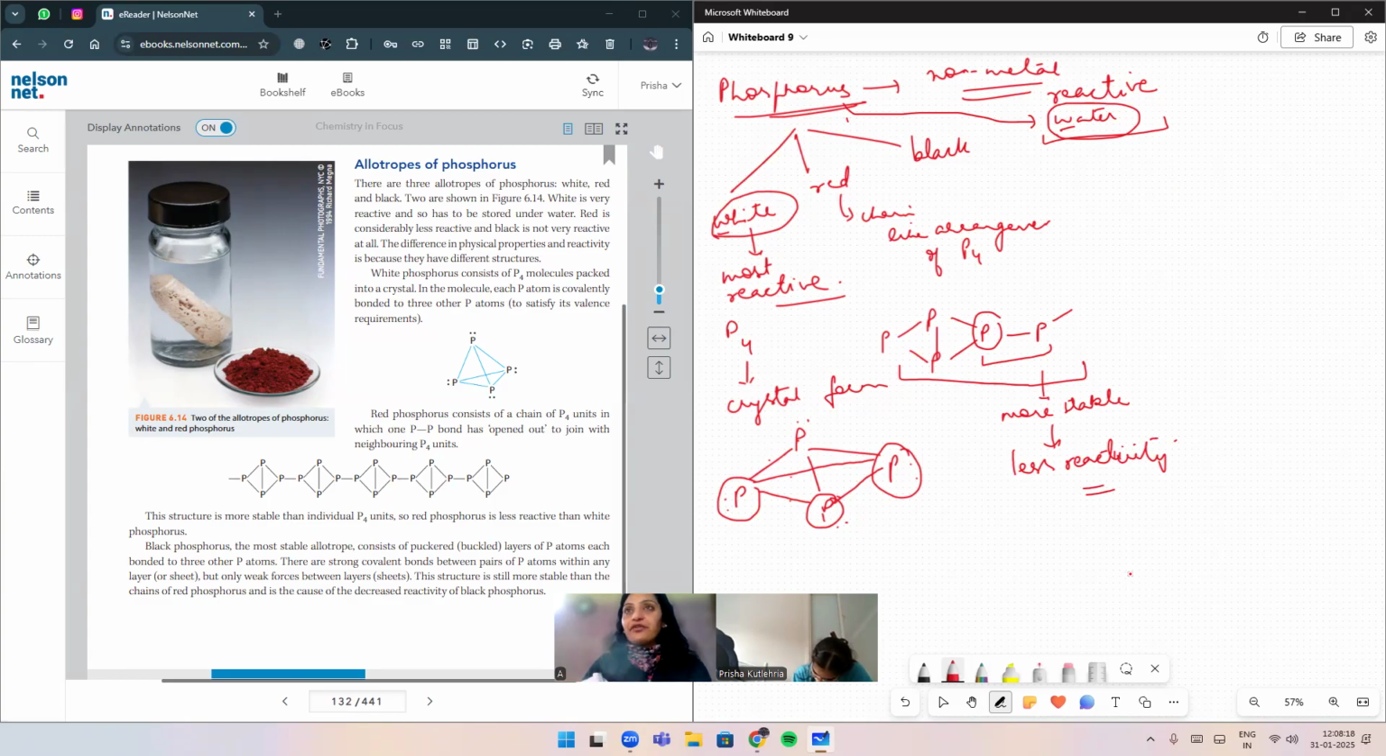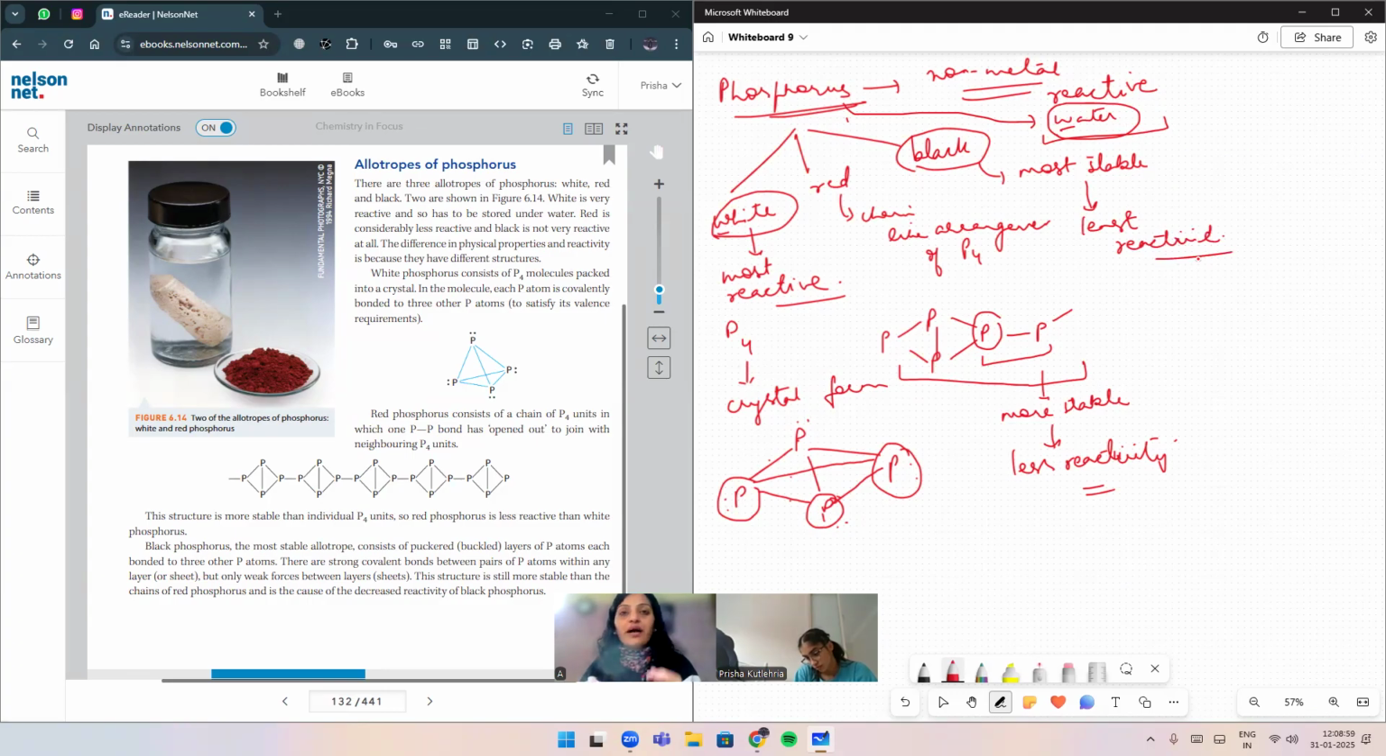Next comes your black phosphorus. Black phosphorus is actually the most stable phosphorus form. Okay? It is the most stable allotrope. In this, the layers of phosphorus atoms are there. So they have very strong covalent bonding between the phosphorus atoms within the sheets, and between sheets, there will be only weak forces. So this structure is very stable, and because of the increased stability, there is a reduction in the reactivity. So they are the least reactive.